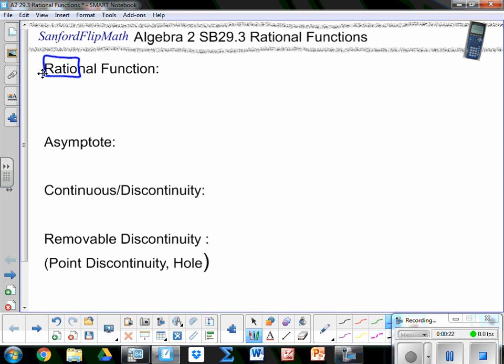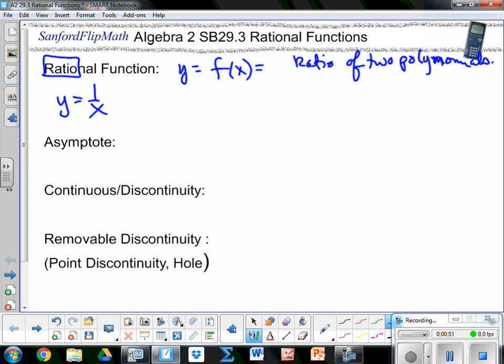So a rational function is a function that would be like y equals or f of x equals, and it's the ratio of two polynomials, or it's a function that can be written as the ratio of two polynomials. It doesn't have to be written in that form initially, but something like y equals 1 over x, y equals x plus 2 over x minus 3.